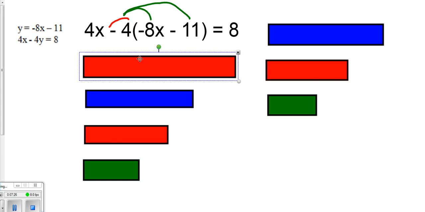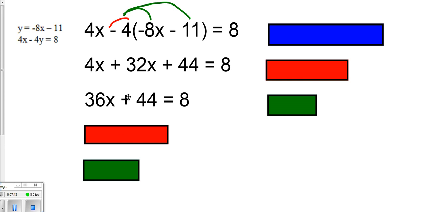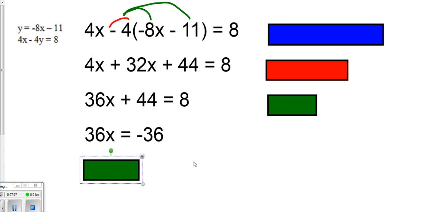So as we distribute that, it would say 4x plus 32x, because negative 4 times negative 8 is positive 32. And in the end, plus 44, because negative 4 times negative 11 is positive 44. So 4x plus 32x plus 44 equals 8. Combining any like terms, we'd get 36x plus 44 equals 8. Subtracting 44 on both sides, we get 36x equals negative 36. And dividing by 36 on both sides, we'd get x equals negative 1.